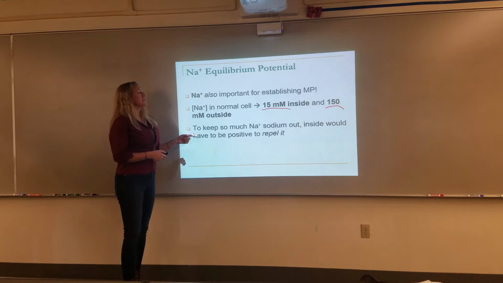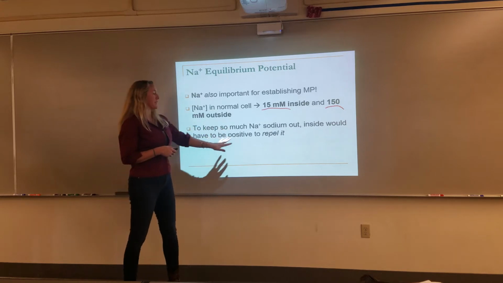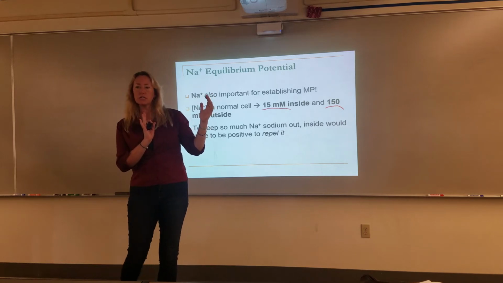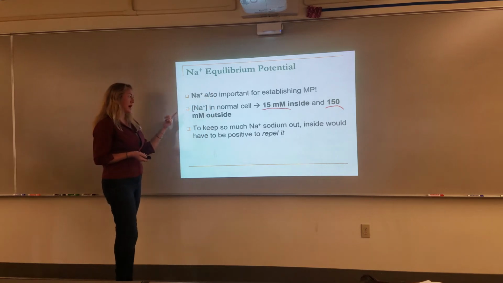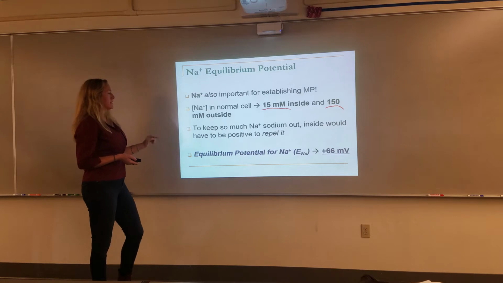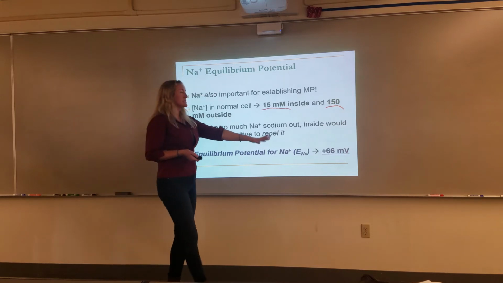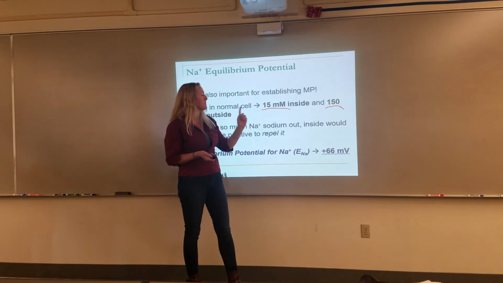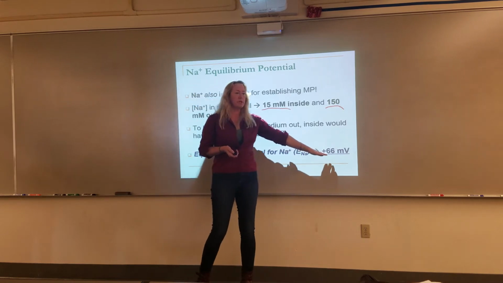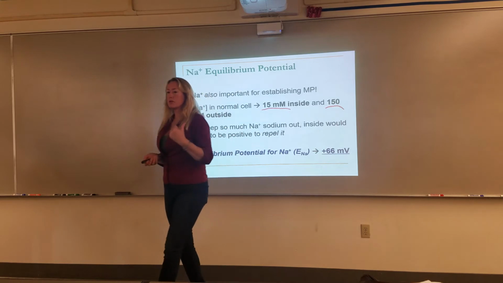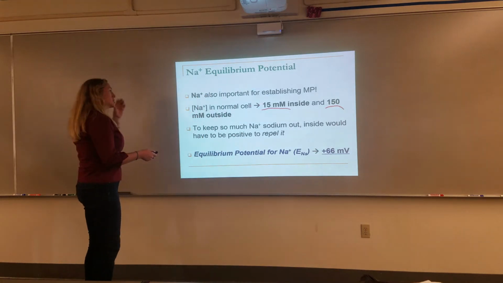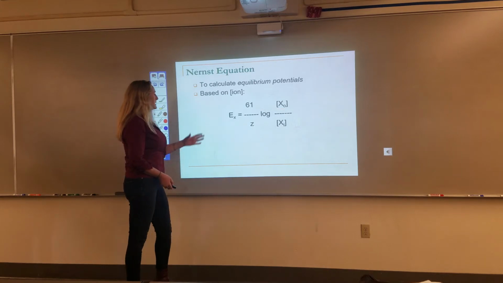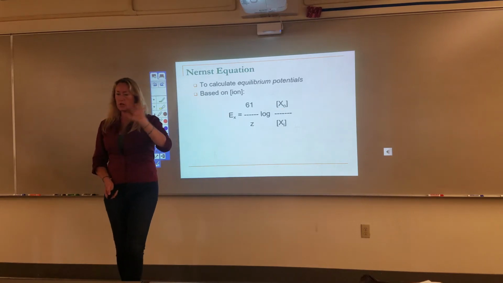So to keep that much sodium out, the inside would have to be positive to repel it, to prevent that. So to maintain that gradient, that difference in sodium, the cell actually has to have an ENa that's positive. And based on the concentrations you use, because this can vary a little bit depending on cell or tissue type, if we plug those in, it's about plus 66 millivolts using those numbers, or similar numbers to low inside, high outside.